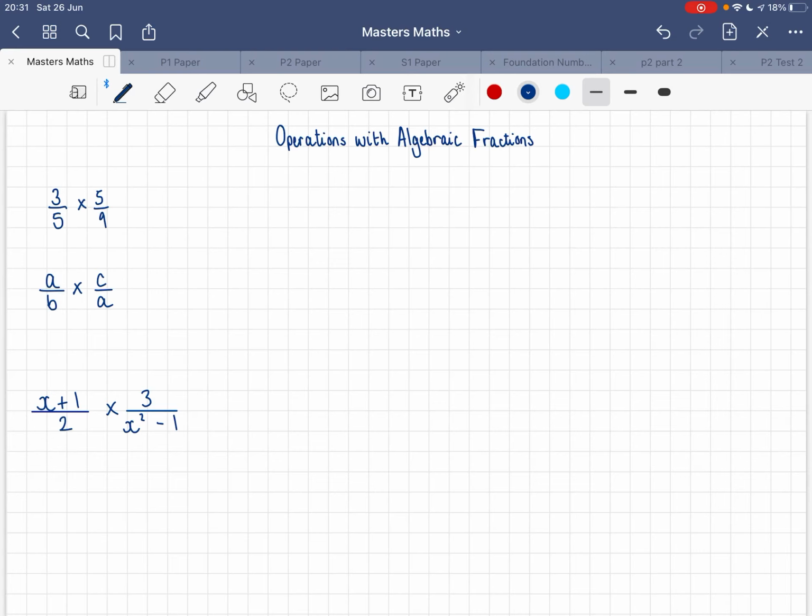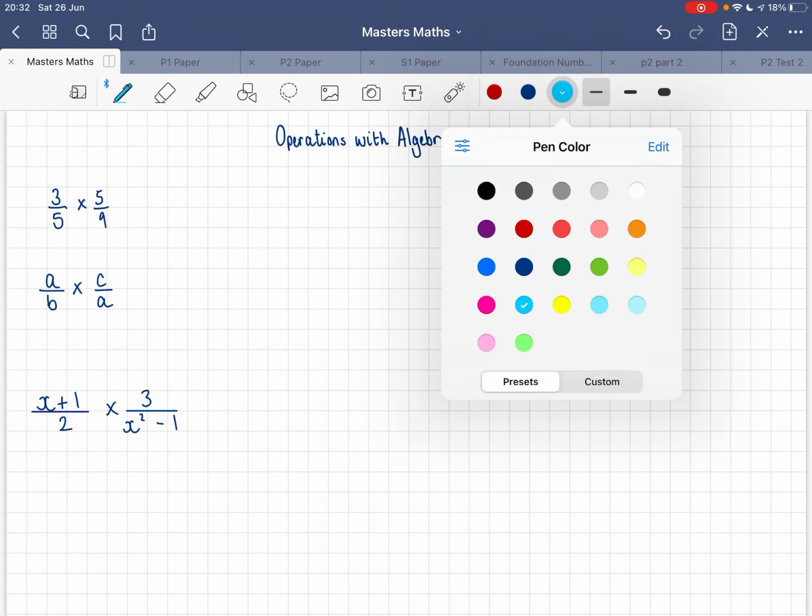So the first part is multiplying fractions. Lovely and easy. There's a quick reminder of how to do that with numeric fractions first, because where you can, it's always easier to simplify before you multiply them together, like cross simplify. Hopefully you'll see what I mean. So I'll use a different colour.